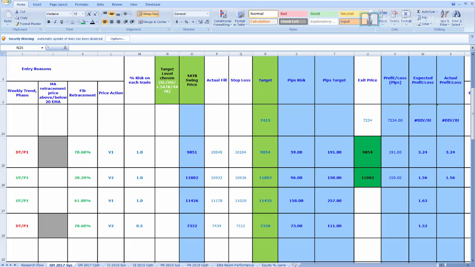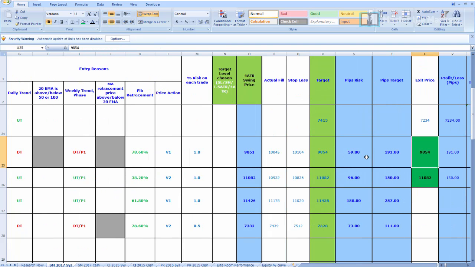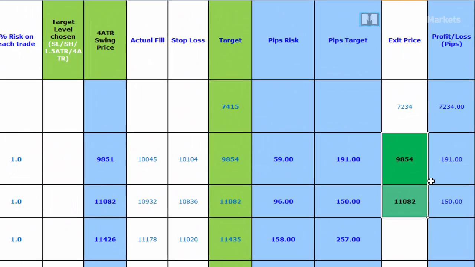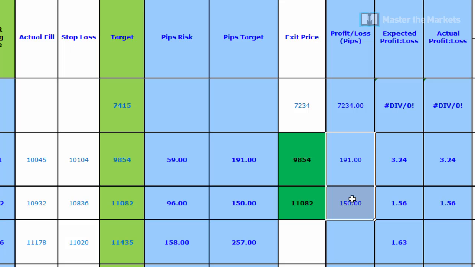With the smart money strategy, what we have at the moment for this month, as you have seen already in the previous videos, is that we took dollar Swiss and euro dollar on the 11th of May and 14th of May, and we closed them all off at the target, as you can see over here in green. We had a total of 3.24 and 1.56%, and in terms of pips, we are currently up 341 pips of realized pips profit in May.